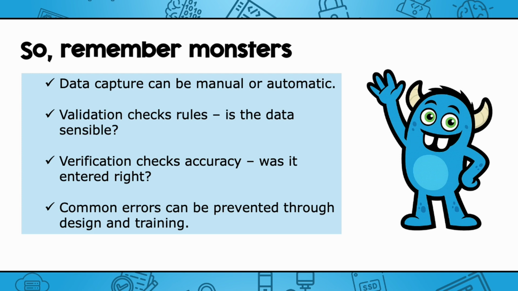Validation checks the rules, so is the data sensible? Whereas verification checks the accuracy of that data. So was it entered right? Is it correct? So common errors can be prevented through design and training. So designing our input forms to make sure that the user knows what they're expected to enter, and then giving training so that people using these systems know how to use them correctly to avoid errors being introduced.